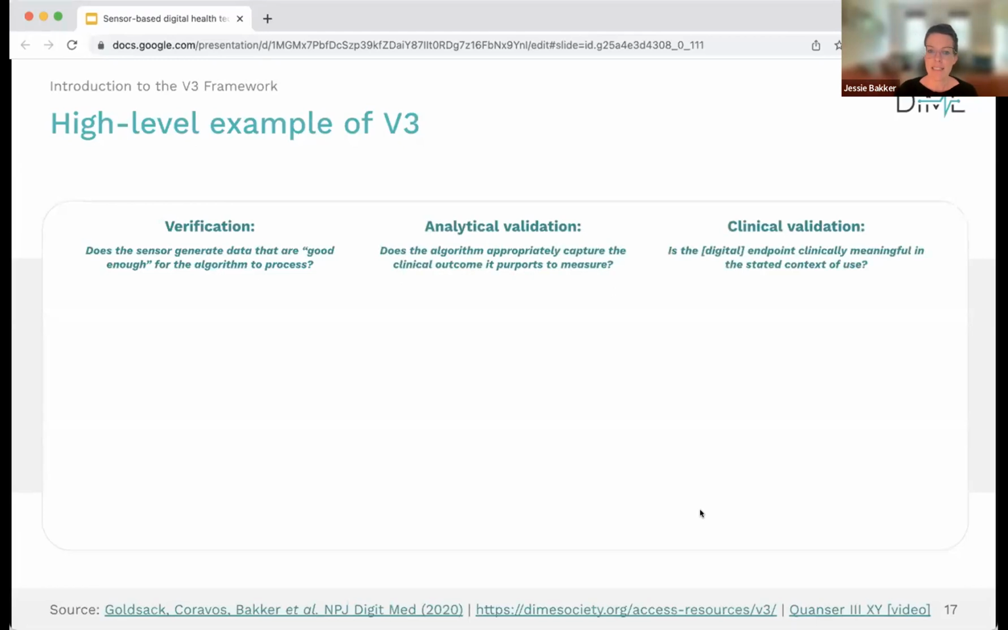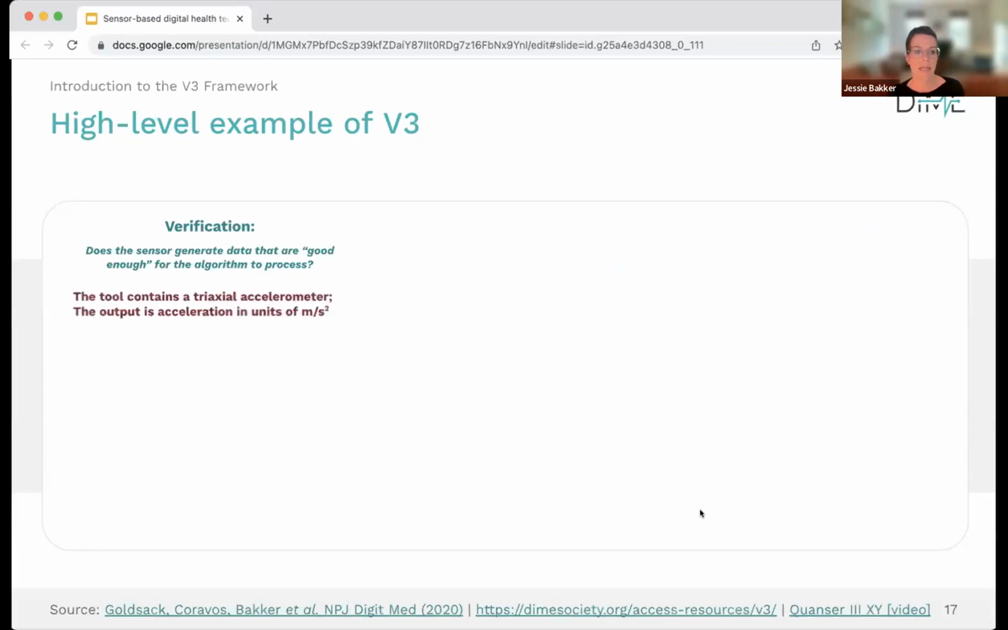And then finally, clinical validation is the endpoint that has been selected for use in a trial or for some kind of clinical care application, clinically meaningful within a stated context of use. So let's say, just as an example, we have a simple actigraphy tool. So this is a wrist-worn tool that contains a 3-axis accelerometer. Now, by definition, of course, an accelerometer samples acceleration in units of meters per second squared, or G.